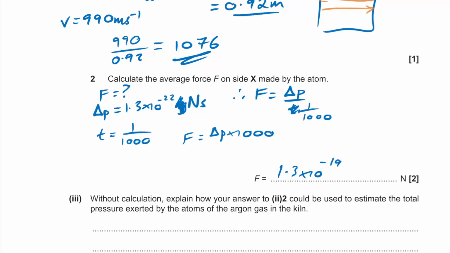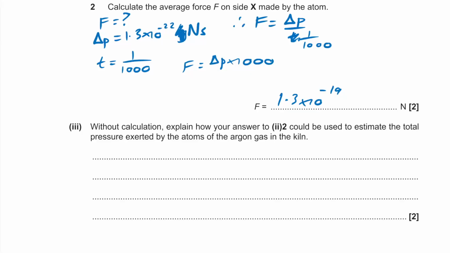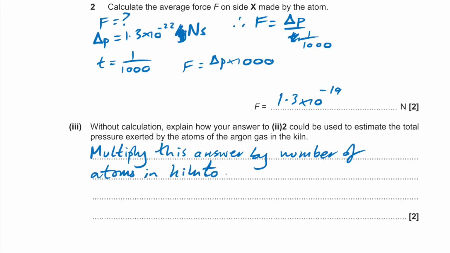With that calculation, explain how your answer could be used to estimate the total pressure exerted by the atoms in the kiln. All we have to do is multiply by number of argon atoms in the kiln to get total force on X. We're not being asked about the force, we're being asked about the pressure. Pressure, therefore, is then equal to force divided by area.